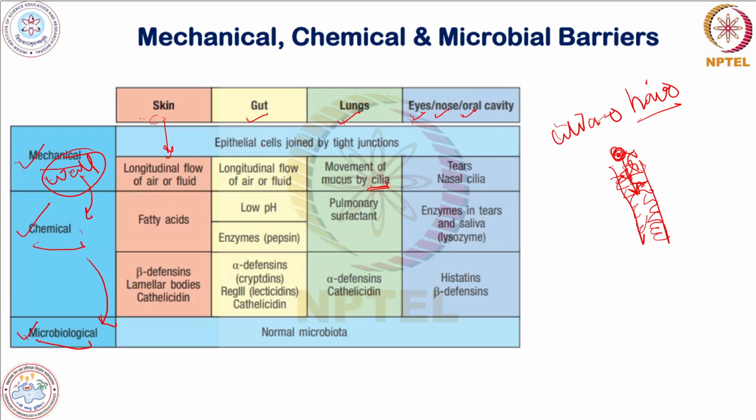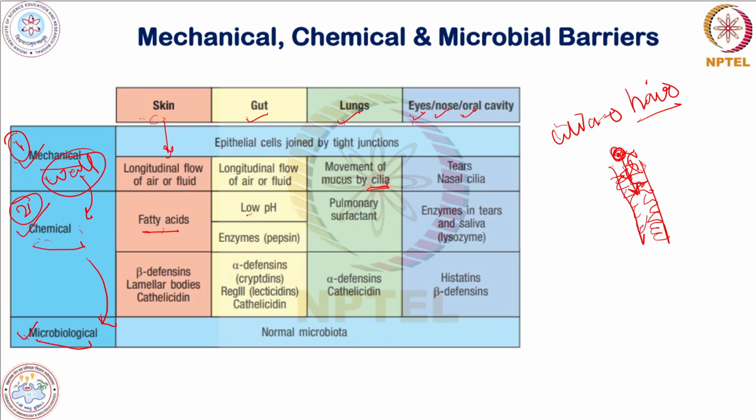The next one is the chemical barrier. First one is mechanical, second one is chemical barrier. These chemical barriers use enzymes, acids, and antimicrobial peptides to destroy pathogens. In the case of the chemical barrier, what will skin do? Skin contains fatty acids that make it hard for bacteria to survive on the skin layer. So this will not allow the entry and growth of these pathogens on the skin.